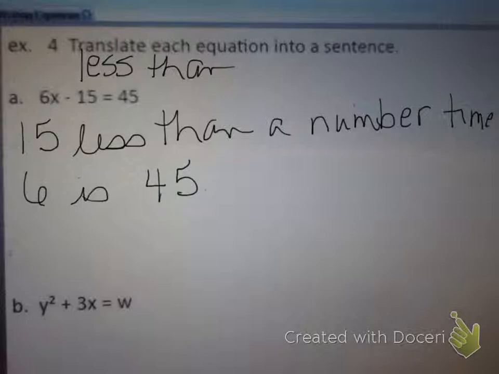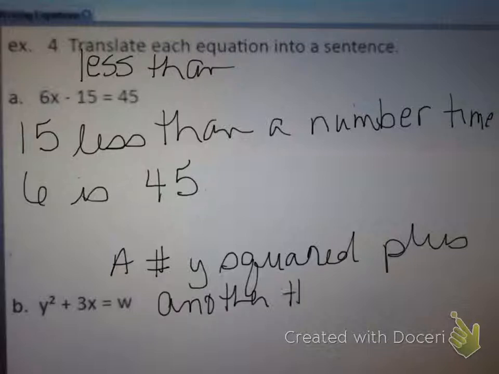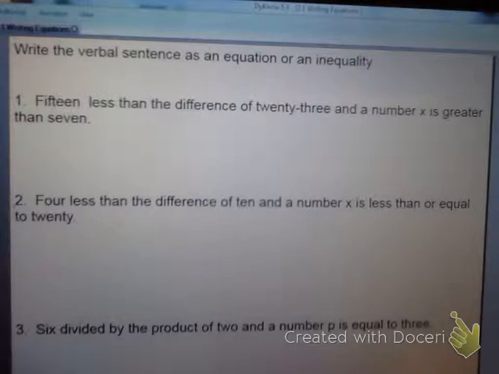Example B, y squared plus 3x equals y. A number y squared, you could say plus or you could say increased, and plus another number x is w. Now you practice these yourself, turn it off, work these problems, and then turn the machine back on, pause, replay it, and see if you get the same answer.